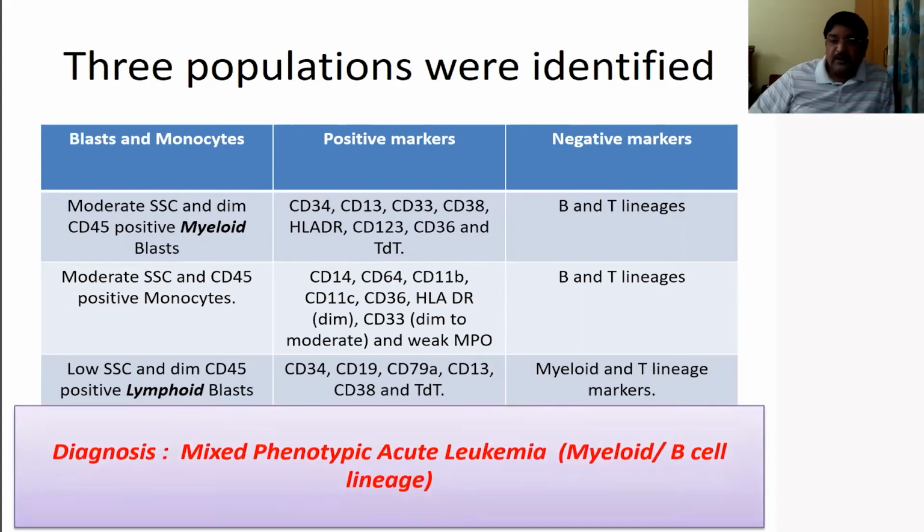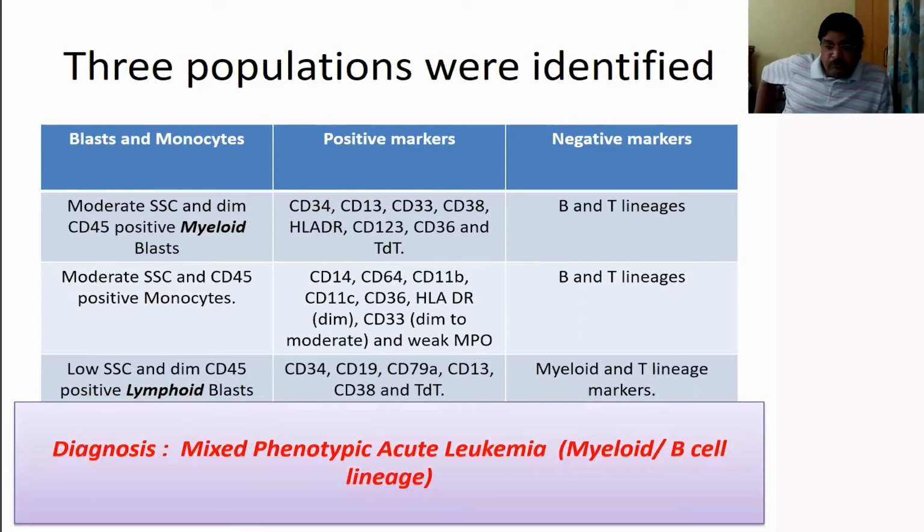Next. This is acute leukemia of ambiguous lineage in the current classification, or you can say that it is mixed phenotypic acute leukemia, myeloid B cell lineage, because the CD19 was strong positive with myeloid antigens being positive. So this is acute leukemia of ambiguous lineage. Next.